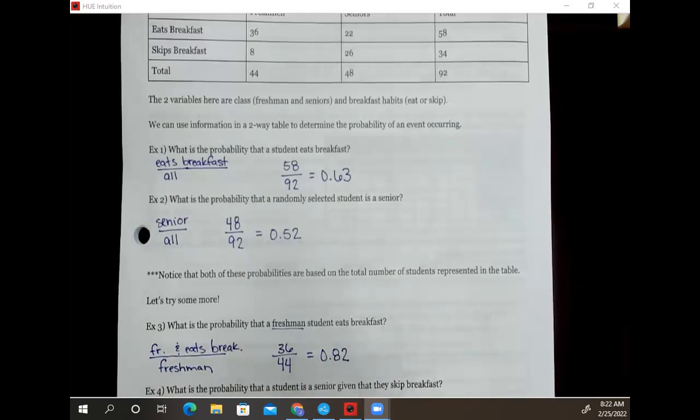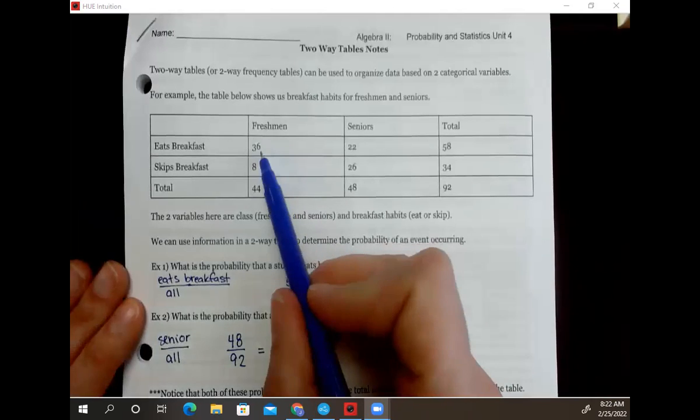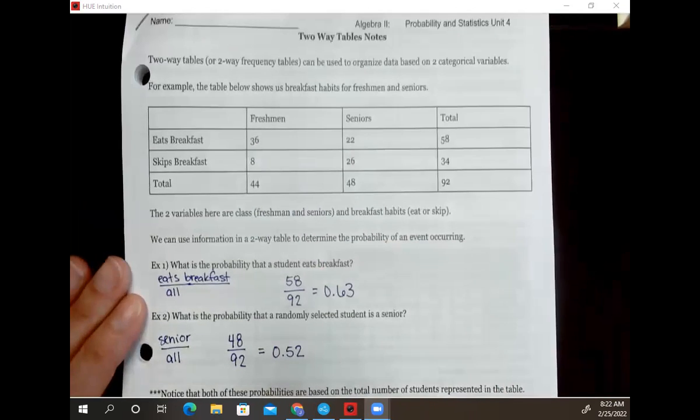So if I just round up all the freshmen that I surveyed and look at the probability that randomly selecting one of them would give me somebody who ate breakfast, I've got 0.82, about an 82% chance, pretty high, which again should make sense. Most of our freshmen reported that they eat breakfast.